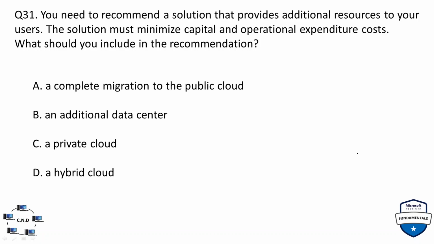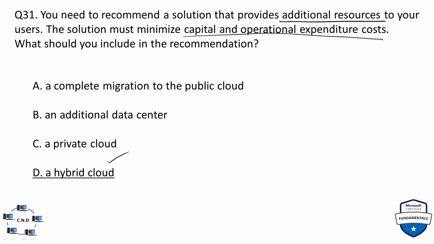So the question number 31 is that you need to recommend a solution that provides additional resources to your users. The solution must minimize capital and operational expenditure costs. What should you include in the recommendation? And the options are: A, a complete migration to the cloud; option B, an additional data center; option C, a private cloud; and option D, a hybrid cloud. And the correct answer is a hybrid cloud.